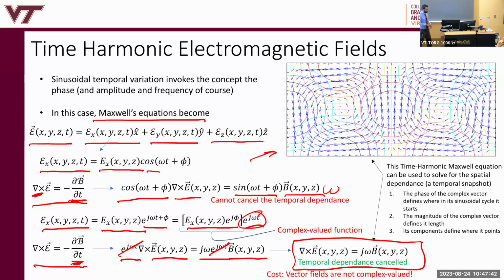Or if there's some arbitrary dependence, it's kind of hard to solve a differential equation for an arbitrary function. We'll see that even for current distributions that are arbitrary. If the temporal dependence is arbitrary, it's easier to solve for one given frequency, omega, and add up the results if you want to synthesize a general temporal dependence.